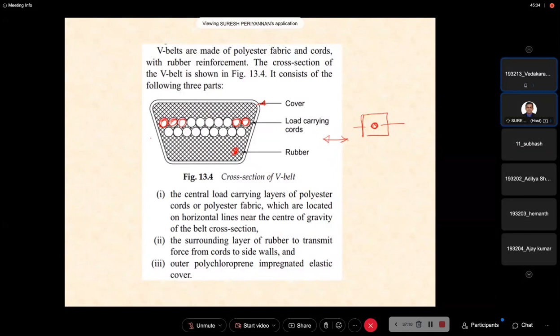Now I am going to ask you a small question. Why are we keeping polyester cords at the center of the belt cross section?